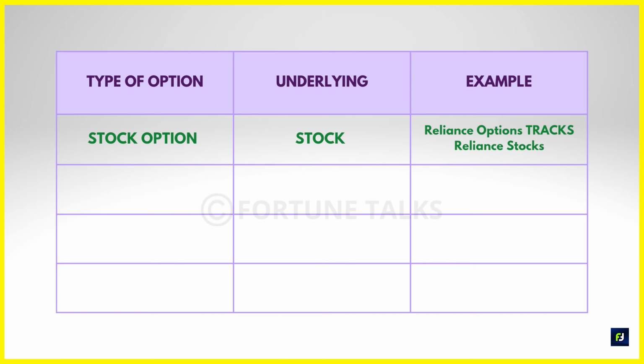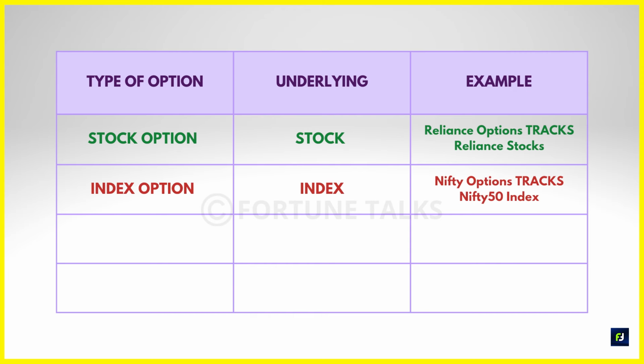Now, derivatives can be of different types based on the underlying asset that it tracks. It can be stock options, where the derivative contracts track a particular stock. Reliance option contracts are a good example of stock options. Then there are index options. Here, the underlying asset will be an index. For example, Nifty, Bank Nifty, Fin Nifty, etc. are popular Indian indices. So index options track these indices.